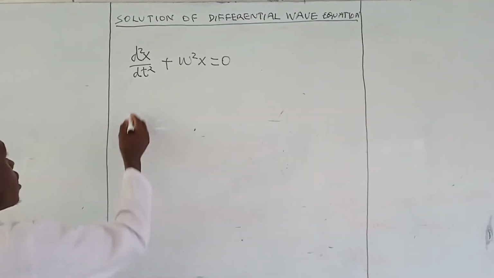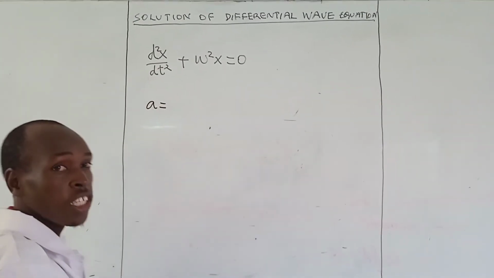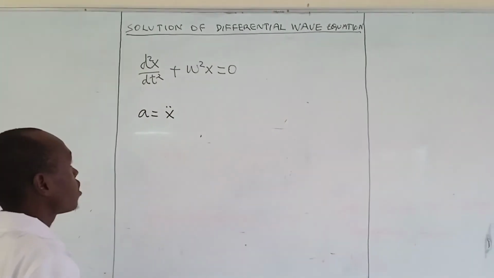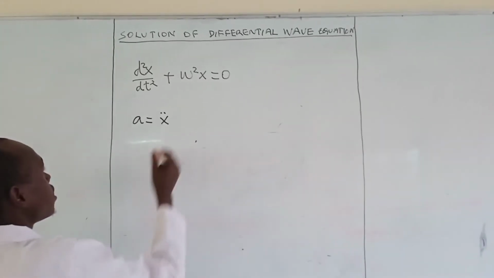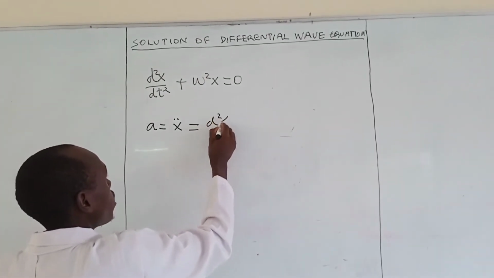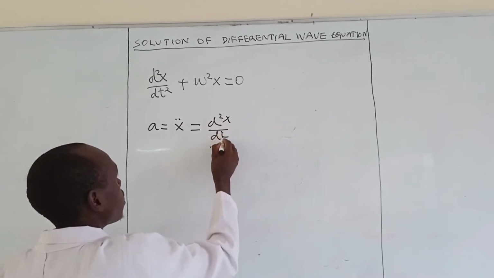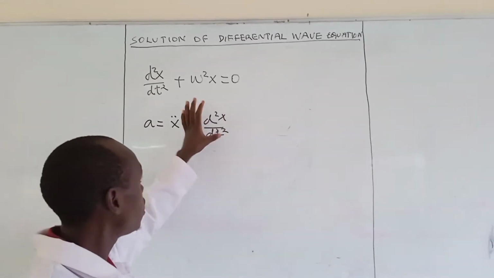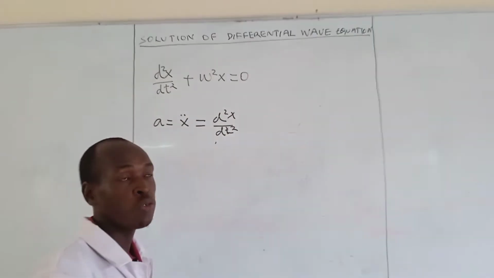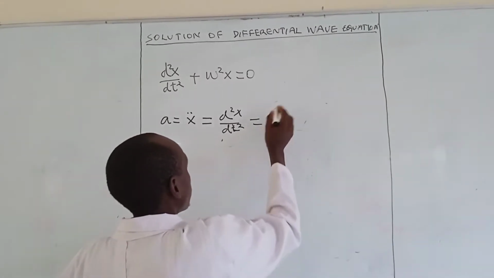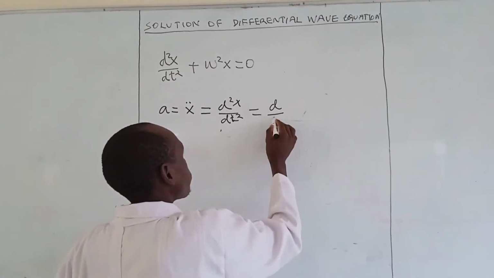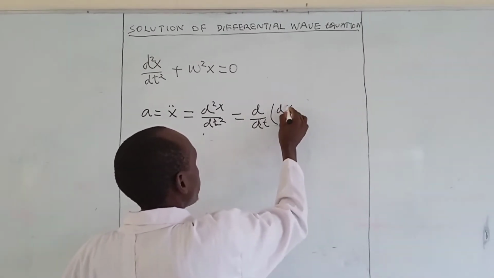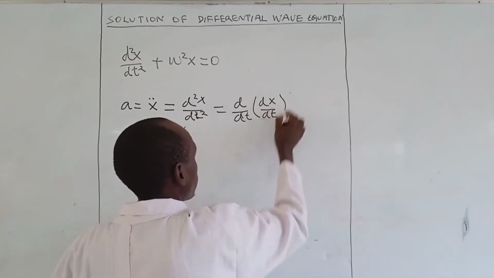So acceleration a is given by differentiating displacement two times, written as d squared x over dt squared. Now d squared x over dt squared can also be written as d over dt in brackets, dx over dt in brackets.